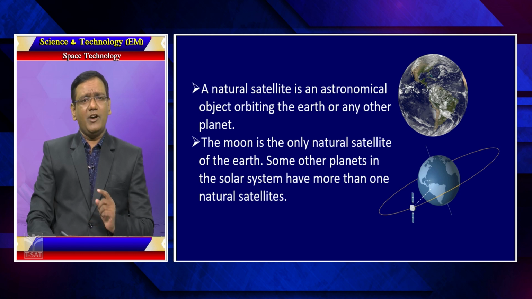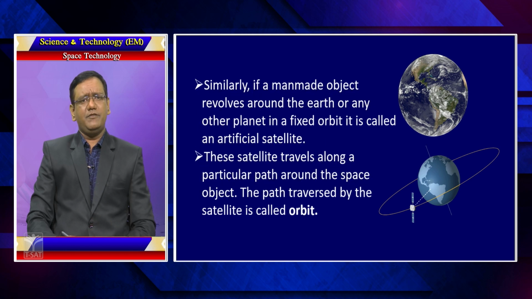This moon revolves around the Earth in a particular path. Similarly, if man-made objects revolve around the Earth or any other planet in a fixed orbit, then it is called an artificial satellite. So artificial satellites are man-made objects which revolve around the Earth or any other astronomical object. These satellites travel along a particular path around a space object.